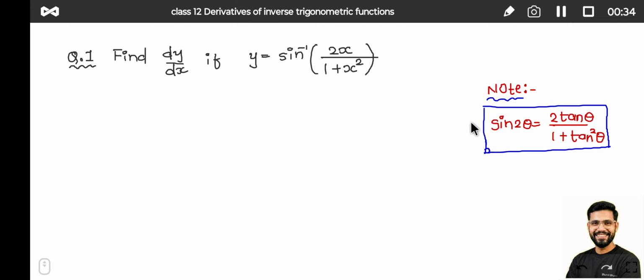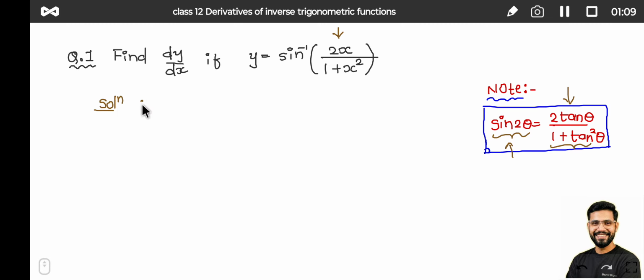We have one formula: sine 2 theta is equal to 2 tan theta upon 1 plus tan square theta. Whatever is given in the bracket is similar to this, 2 into x upon 1 plus x square. So if instead of x we substitute the value of tan theta, it will look like the formula of sine 2 theta. Also, outside we have sine inverse, so you can think about the formula of sine 2 theta whenever sine inverse is outside. So let's start with the solution.